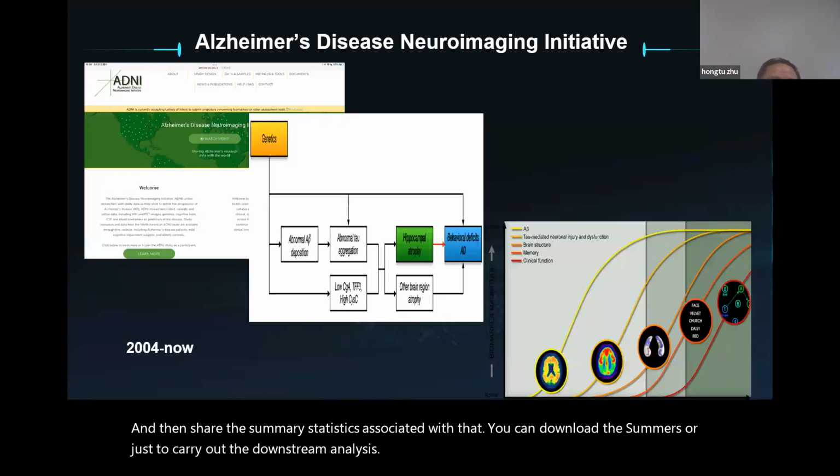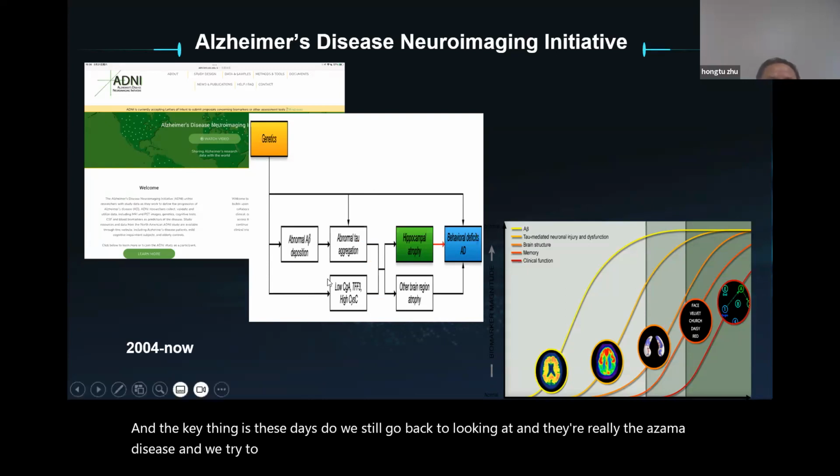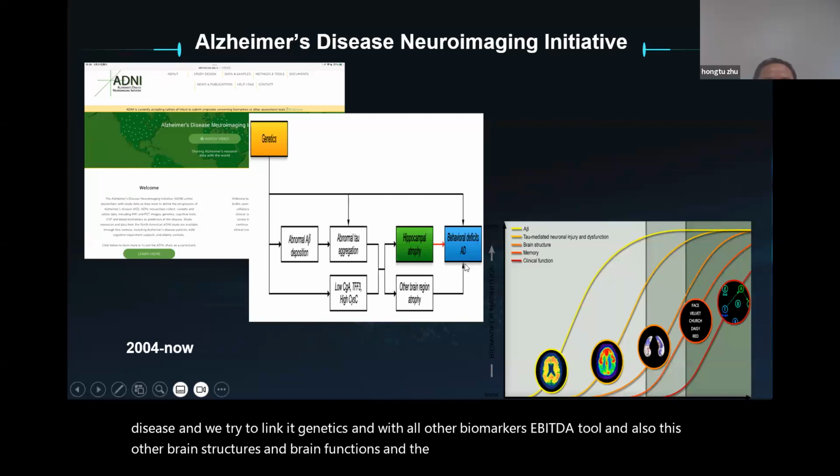The key thing is that these days we still go back to looking at Alzheimer's disease, and we try to link genetics with all other biomarkers, amyloid-beta, tau, brain structures, brain functions, and also clinical outcomes.